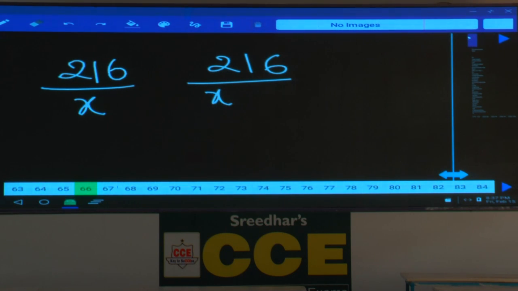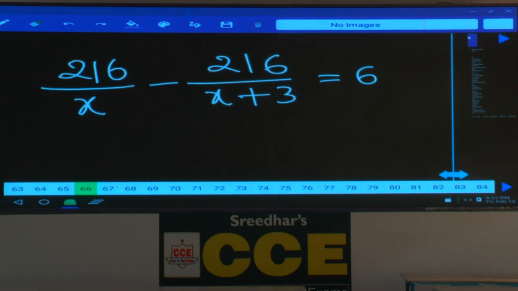You get 3 more capsules when you reduce the price by 6 rupees. So, if you divide 216 by X plus 3, meaning you are getting X plus 3 capsules where the price reduces by 6 rupees, the difference is equal to 6. One way is you can solve the equation and get the value of X. The other way is to just use the options.